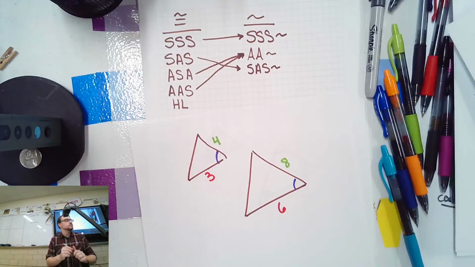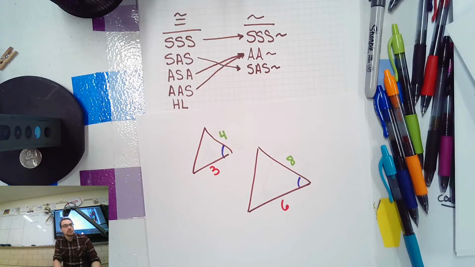What about HL? Would that transfer over or no? I don't think so. Why not? What's your intuition? Think about it for a little while. Would HL transfer over? Luke says yes. Why? Because as soon as you have a right angle, we have matching right angles, because otherwise we wouldn't be able to use HL, right? And then if you have a right angle and a side, then you have angle-side.